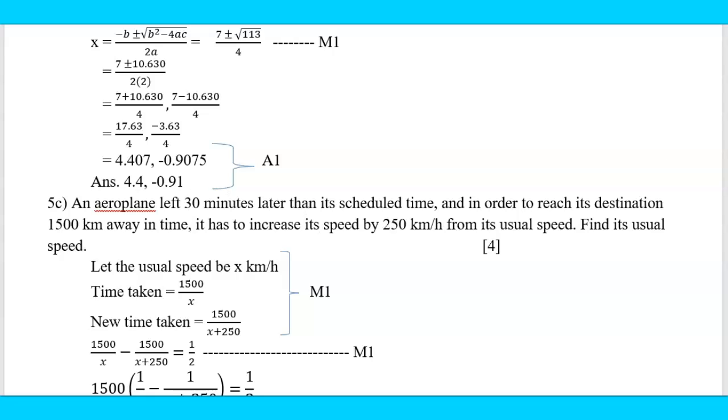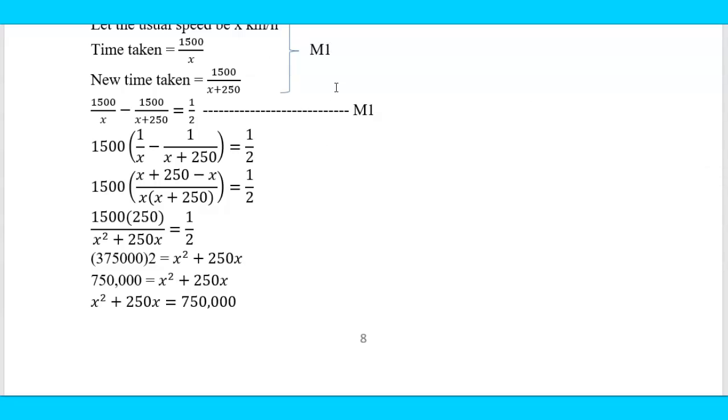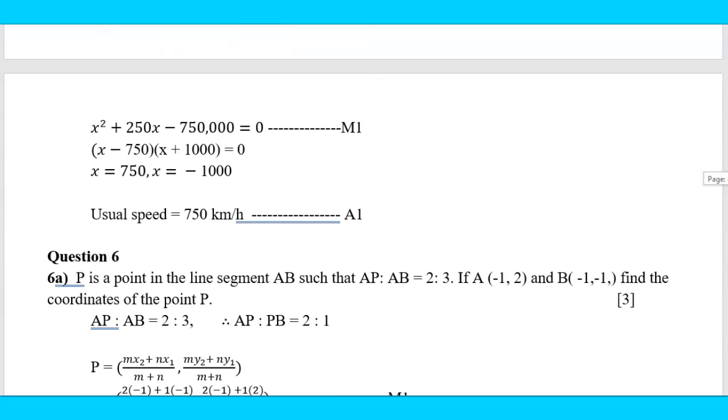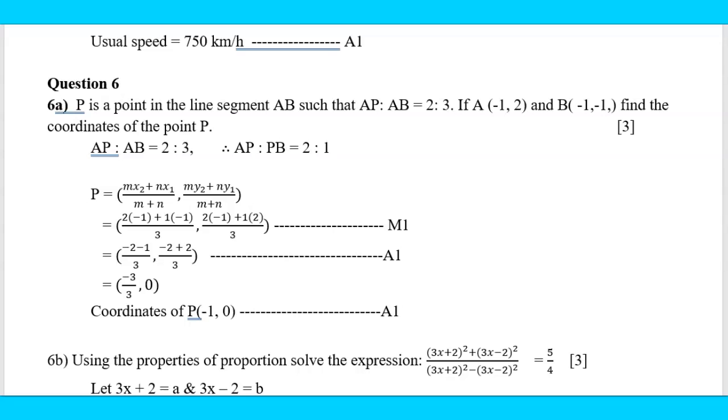And 5C, most of the students have done it correctly. For framing the equation part, you will get 2 marks, for the correct quadratic equation 1 mark, and for solving and writing the answer 1 mark. And now we'll move on to question 6A.